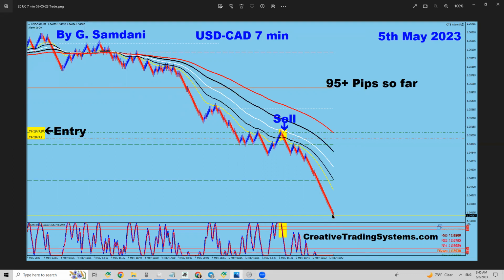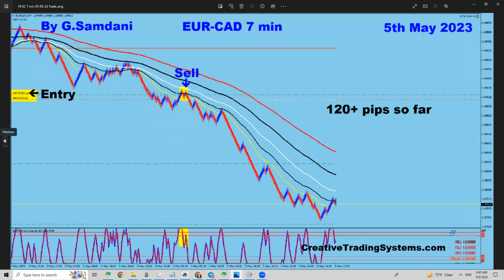And then it was even dropping more, but I said, you know what? Enough is enough, and I had to go. It's like too many trades, so forget about it. I closed it. 95 pip, what else do we need, right? Now, from there, before that, I had EURCAD.